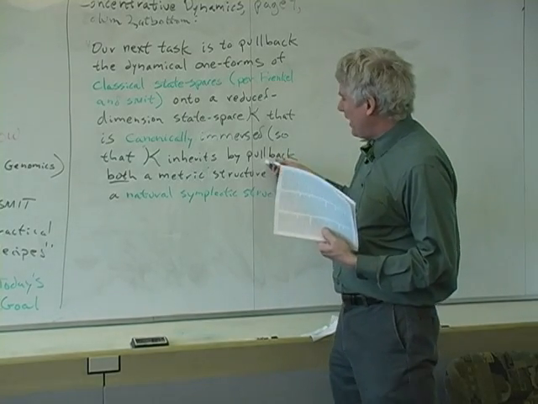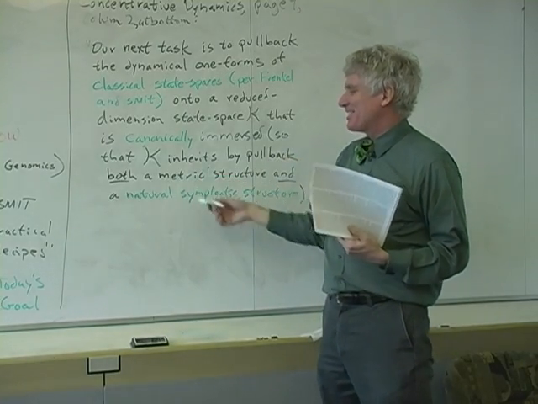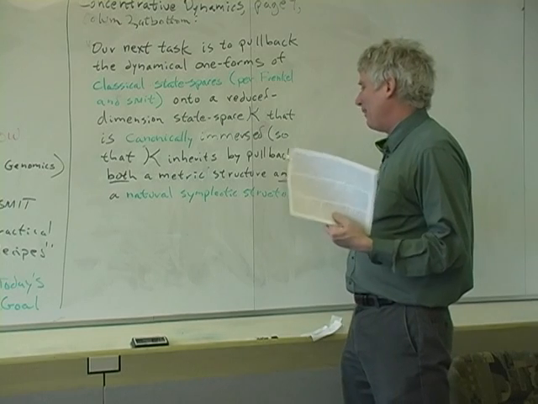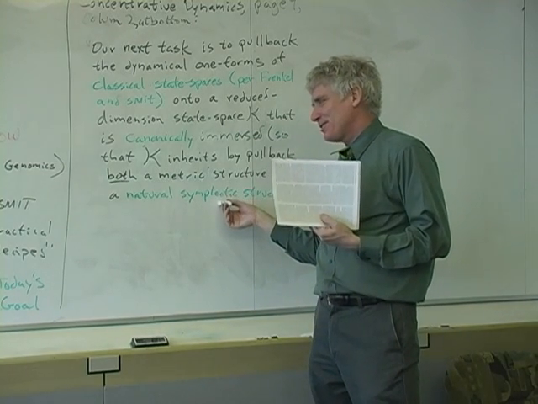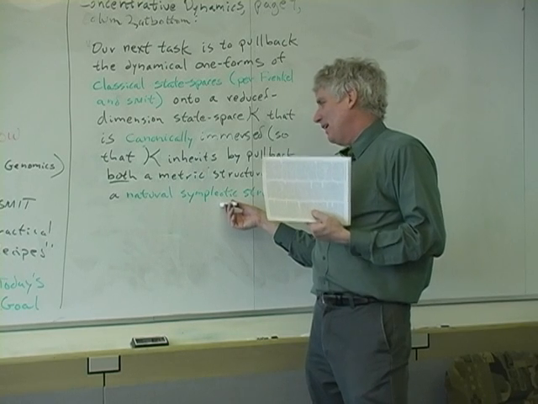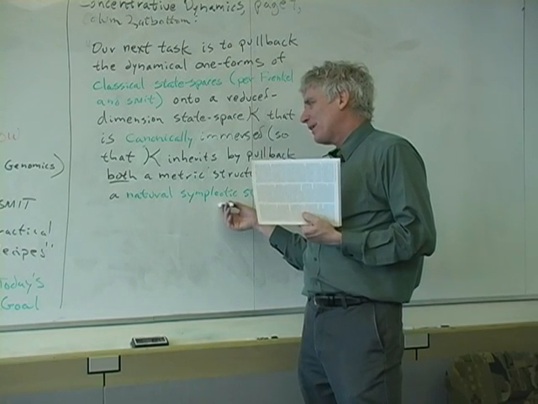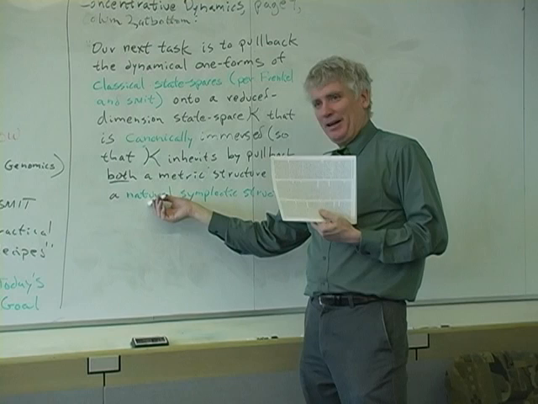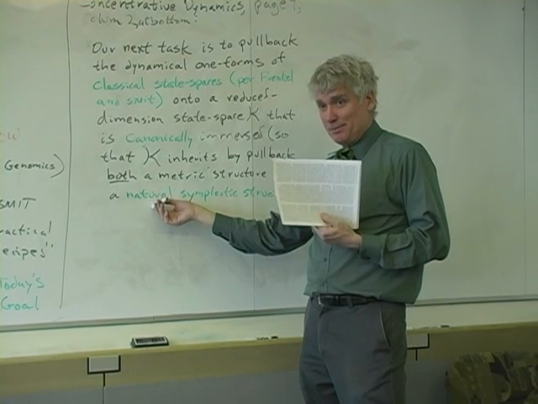If we specify a map, we can pull back a metric structure. There's no ambiguity about that. We can pull back a symplectic structure. There's no ambiguity about that. And then the question is, is that symplectic structure natural? And that's something we can test.